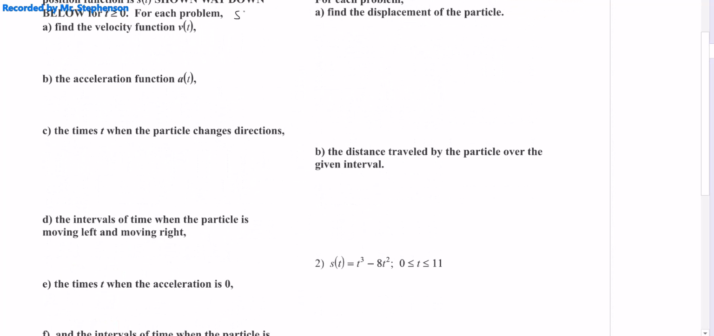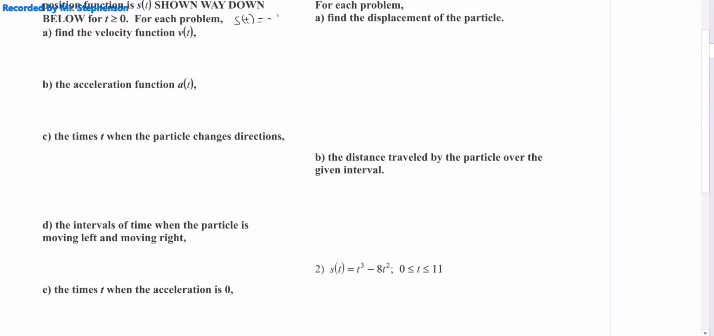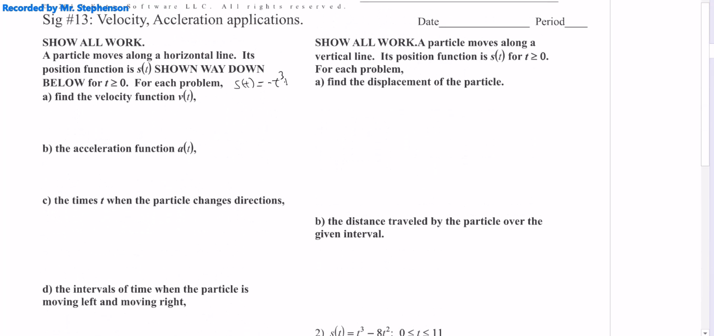So s of t equals negative t cubed plus 14t squared. I want to find the velocity, which is just going to be s prime. The derivative of the position tells me the velocity, right? S prime of t is going to be the velocity, which is going to be negative 3t squared plus 28t. So this is my velocity function right there.